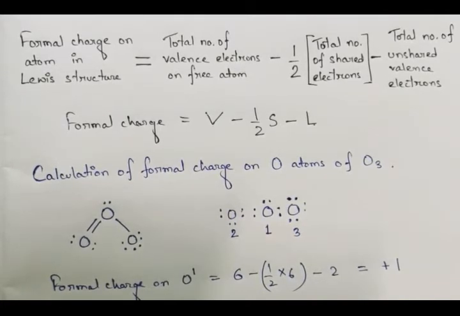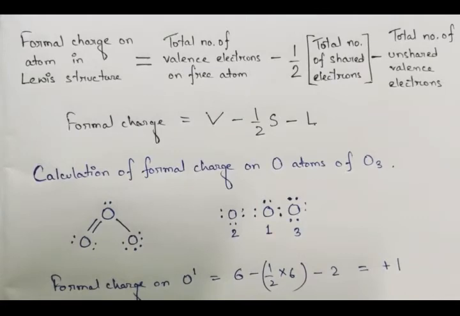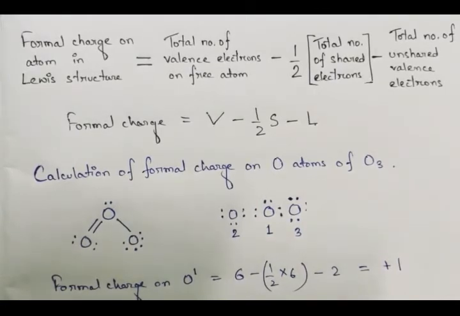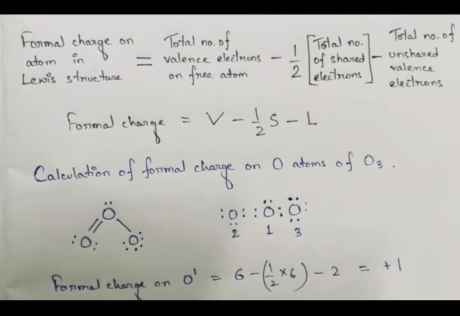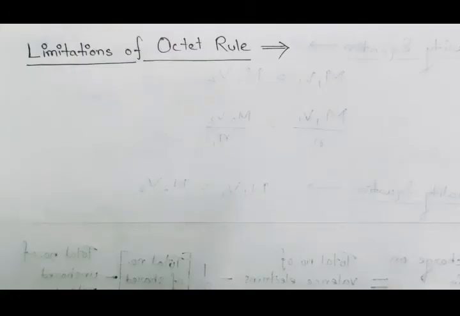Now, although the octet rule is successful enough to explain the valencies of a large number of elements, it has some limitations. So now we will discuss the limitations of the octet rule and the approach of valence bond theory. So let's start with the limitations of the octet rule. There are many compounds whose stability could not be explained using the octet rule. Let's discuss one by one.